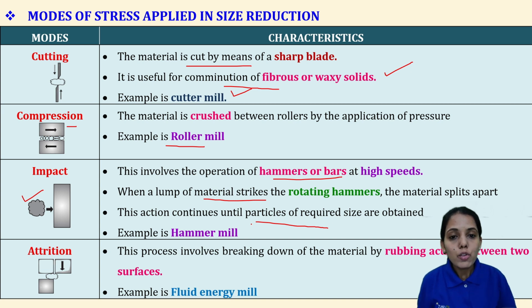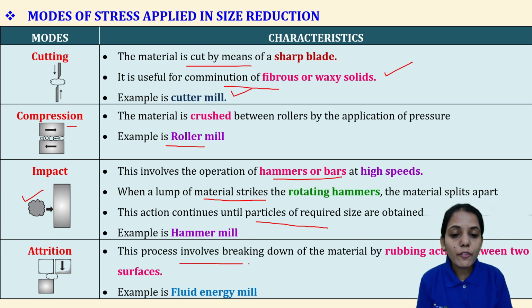Example, hammer mill. The hammers are continuously in a random, circular motion, and whenever a particle strikes, it will split into smaller sizes, and this process continues until we get the desired size. So that is impact. Basically, on which principle does the hammer mill work? On which principle does the roller mill work? Cutting, compression, impact. Questions like that may come. So remember, hammer mill means impact.